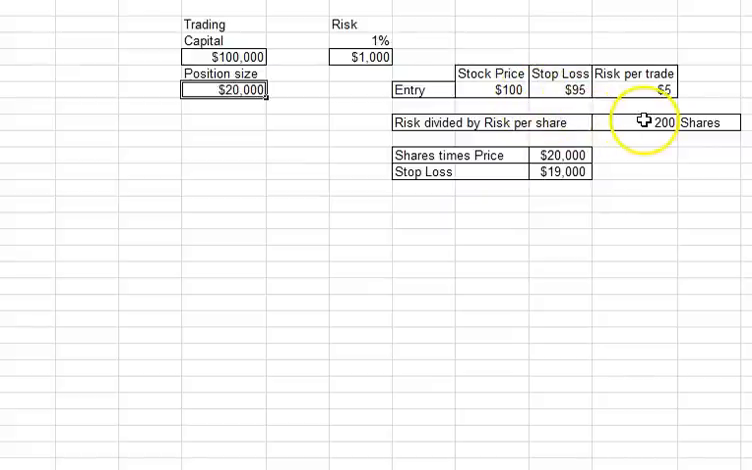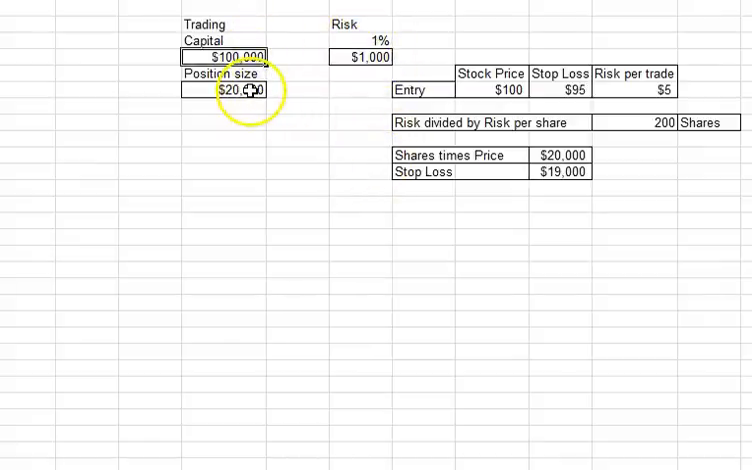If your 200 shares drop down to $95, your $20,000 position size becomes $19,000 at $95 a share. So you have lost $1,000, and that would be where your stop loss is triggered. A drop in your position size from $20,000 to $19,000 would be $1,000 lost, which is 5% of your position size. $1,000 is 1% of your total trading capital.